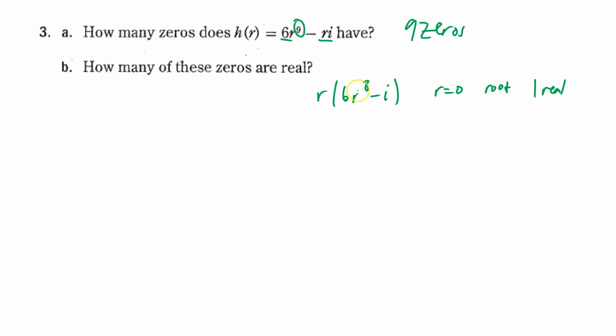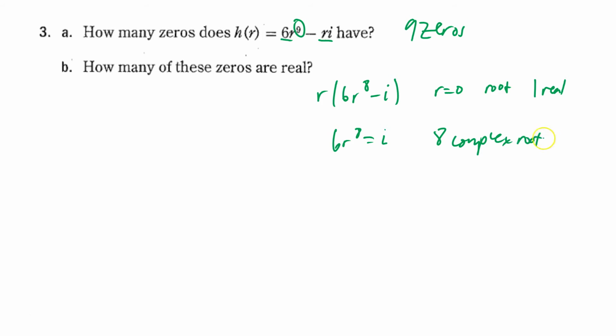Now the rest of them, think about this. We're doing 6 times r to the 8th, and they have to equal i to make this 0. We would have to have 6r to the 8th equal to i. Well, there is no real number that you can take to the 8th power and multiply by 6 that will give you i, because every real number that you put in here for r will give you a real number. So all the rest of those must be imaginary. So there are 8 complex roots.